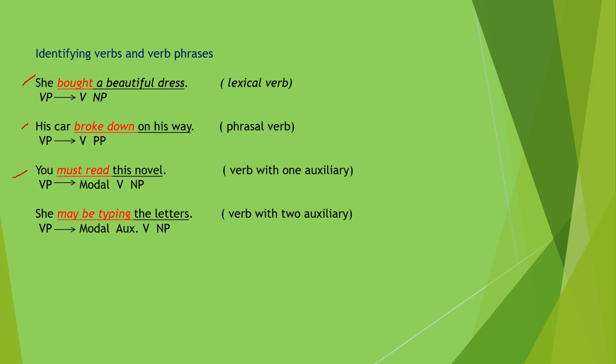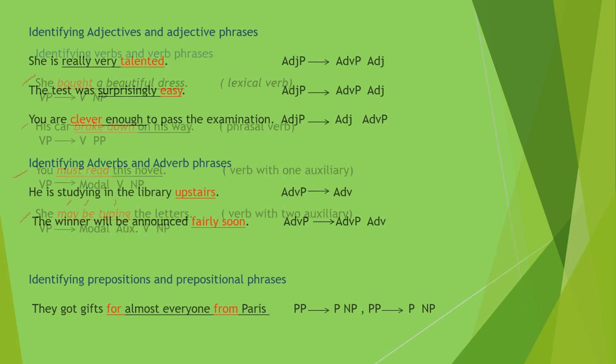Now in the fourth sentence we have two auxiliary verbs. We have may be typing the letters. So the verb phrase is may be typing. Here first we have may, which is a modal, and then be, an auxiliary, and then typing, the main verb. So this is modal, then auxiliary, then main verb, and then the noun phrase. So this was verb phrase, different structures for verb phrase. Alright, so we'll move ahead.